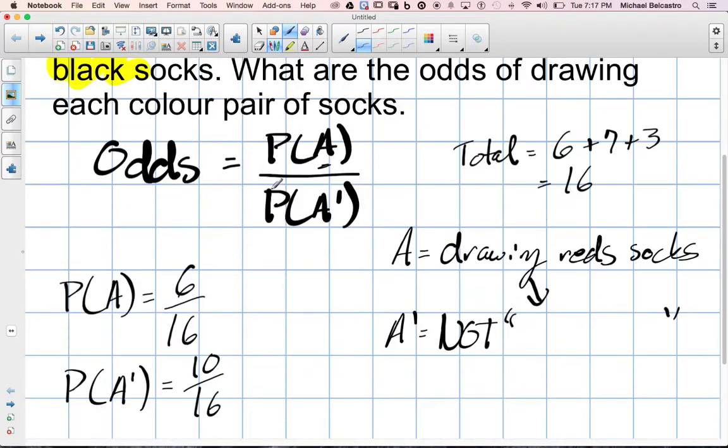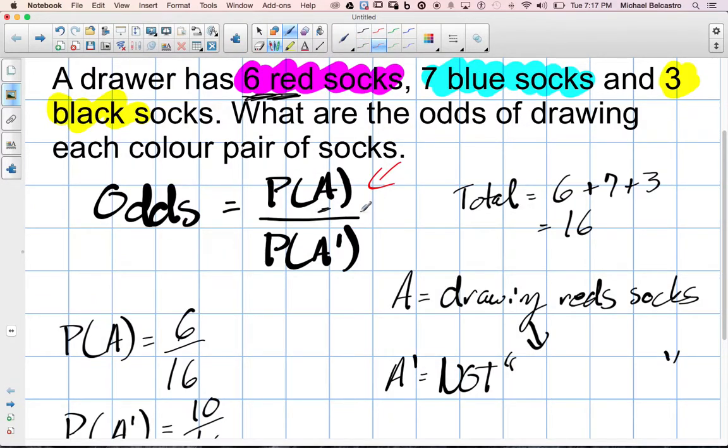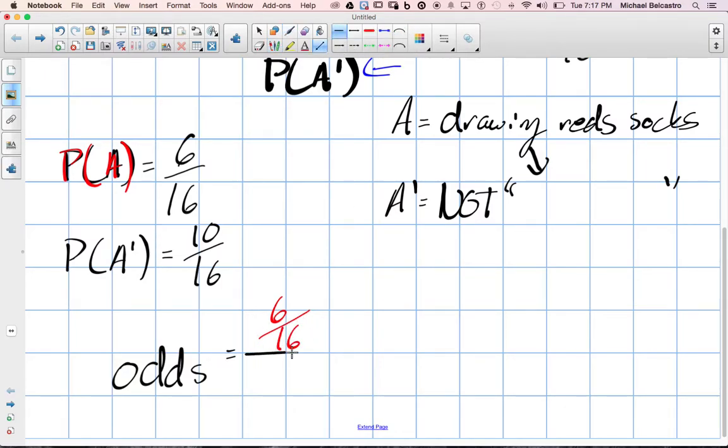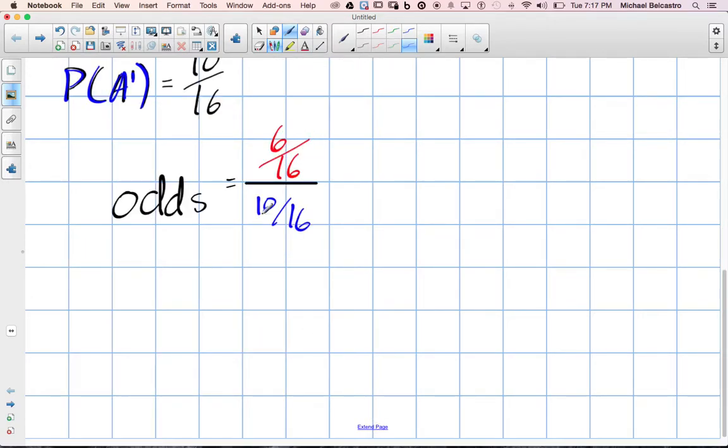But odds, like we said, are calculated by this formula. We take the probability of the event happening, and we divide by the probability of the other event happening. So for our odds here, the first event, we'll do it in red here, P(A), is 6 over 16. So you could change this to a decimal. It depends what you're comfortable working with. And the opposite event of not drawing red socks, we'll do it in blue here, is 10 over 16. I prefer to work with fractions, but if you want to change these to decimals, you can.